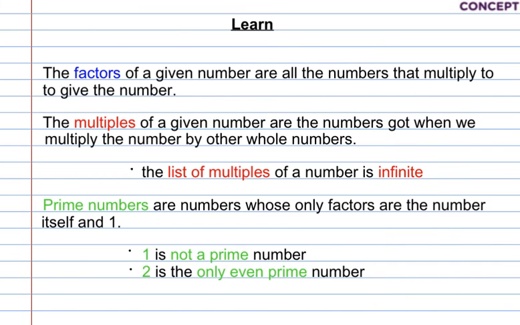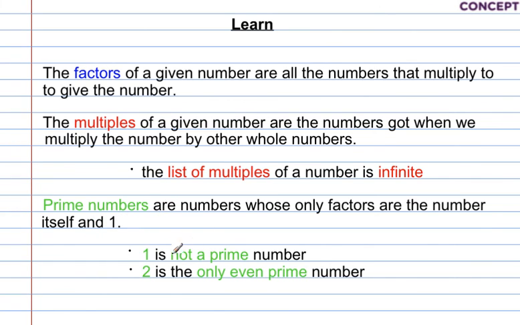Okay, so in summary, what I'd like you to learn is the following. The factors of a given number are all the numbers that multiply to give that number. The multiples of a given number are the numbers we get when we multiply the number by other whole numbers. And just remember, the list of multiples of a number is infinite. And finally, prime numbers. Prime numbers are numbers whose only factors are the number itself and 1.